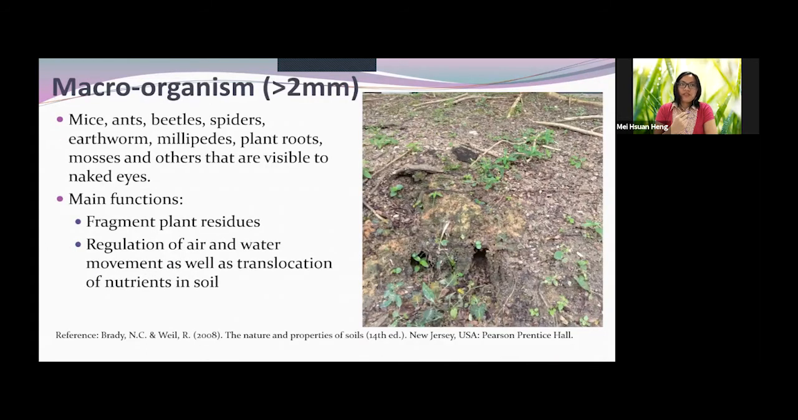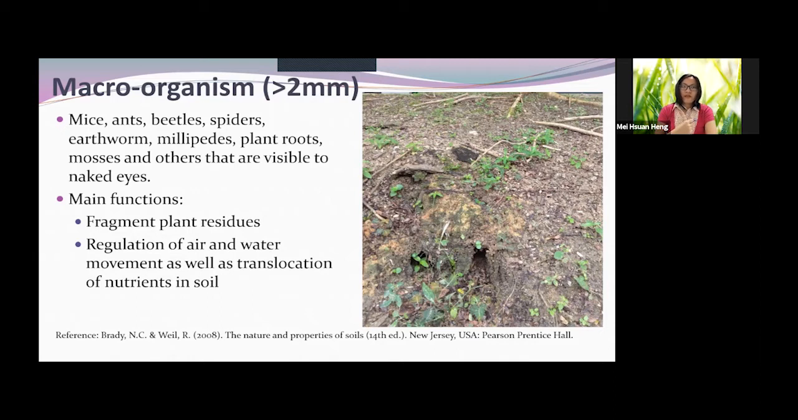An easy way is to classify them based on size. Let's start with the macroorganisms. Their size is considered larger than 2 millimeters, and they can be visible to the naked eye. For example, insects and millipedes shred the plant residue into smaller fragments, which is easier for the microbes to decompose.